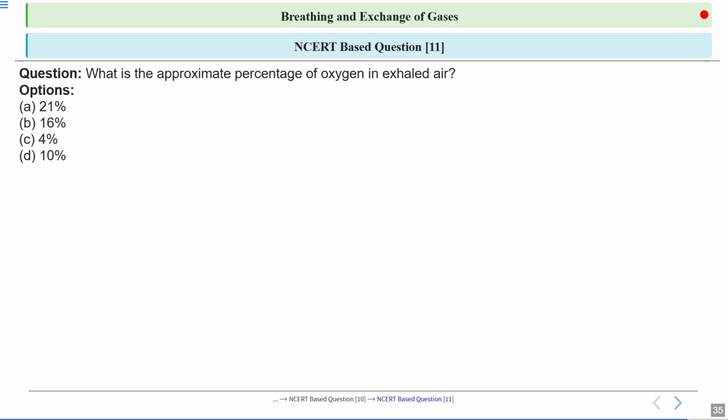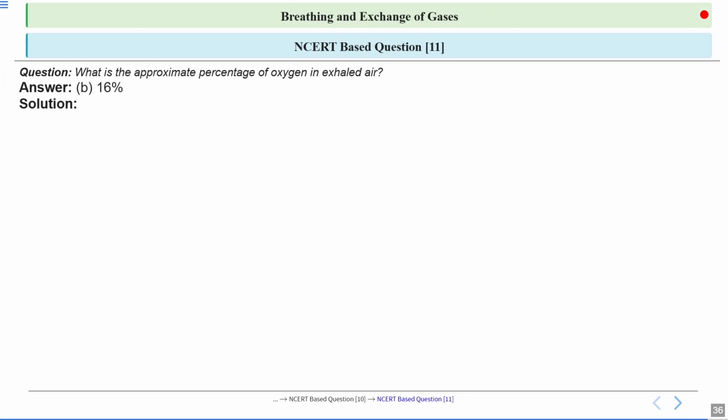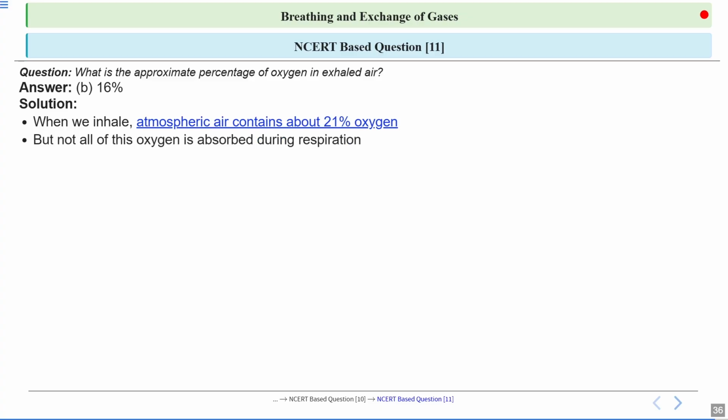Next question. What is the approximate percentage of oxygen in exhaled air? A, 21%; B, 16%; C, 4%; and D, 10%. Let us see the answer. B, 16%, is the correct answer. When we inhale atmospheric air, it contains 21% oxygen, right? But not all of this oxygen is absorbed during respiration.